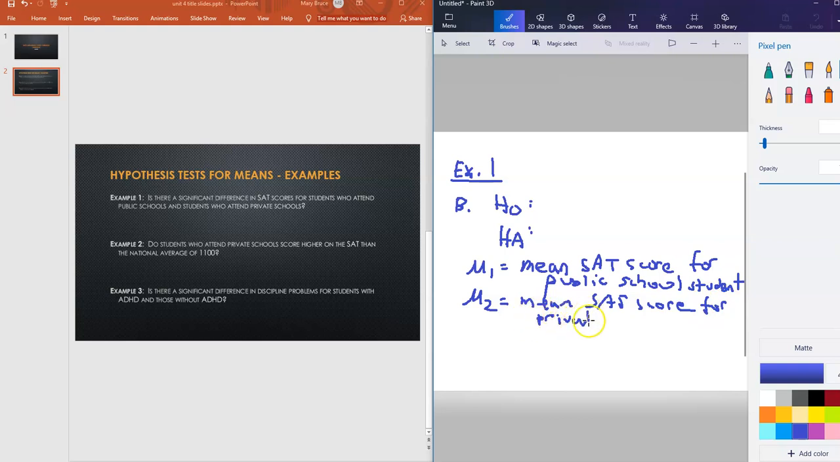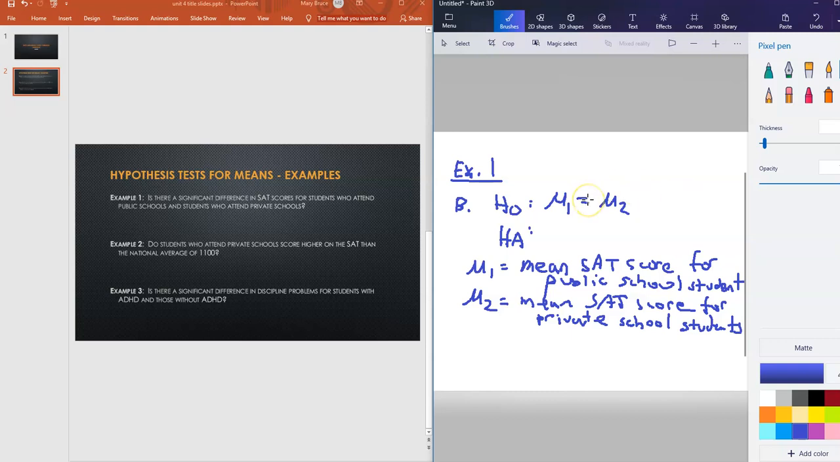Once you define your mu1 and your mu2 to represent the mean SAT score for private school students, here's how you write the null, which is this first one with the H0 symbol, and the alternative, which is the HA symbol. The null always assumes there's no difference. So our null here would be mu1 equals mu2, that the means are the same. If we could reach the entire population of all public school students and all private school students, the mean SAT scores would be the same.